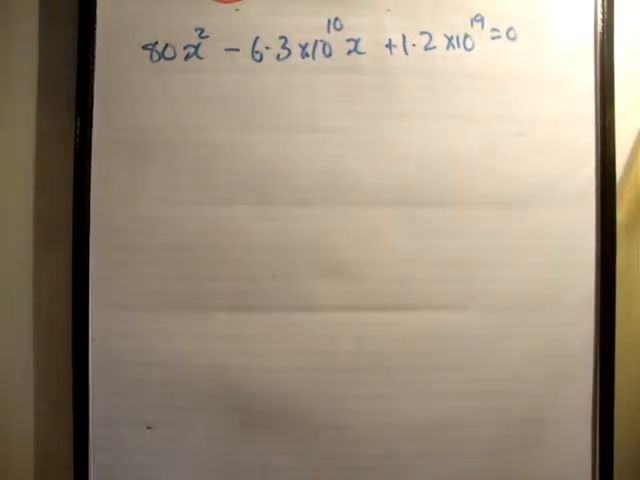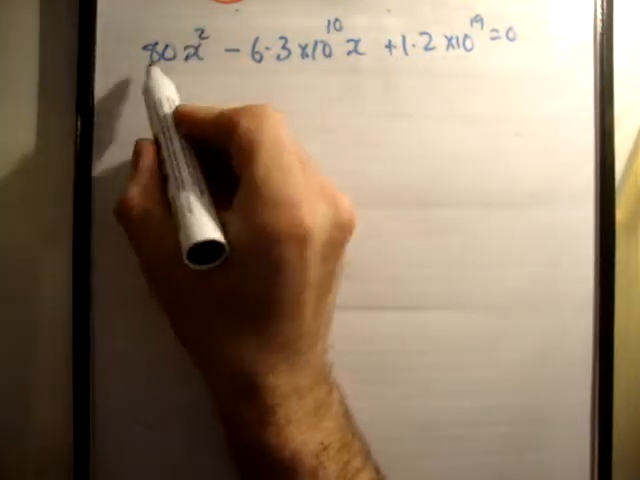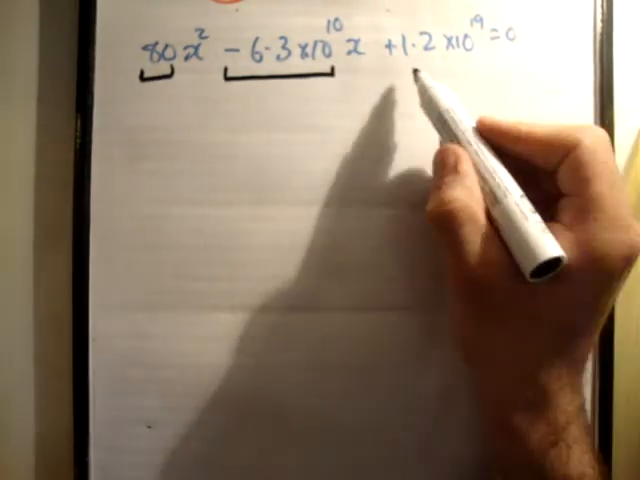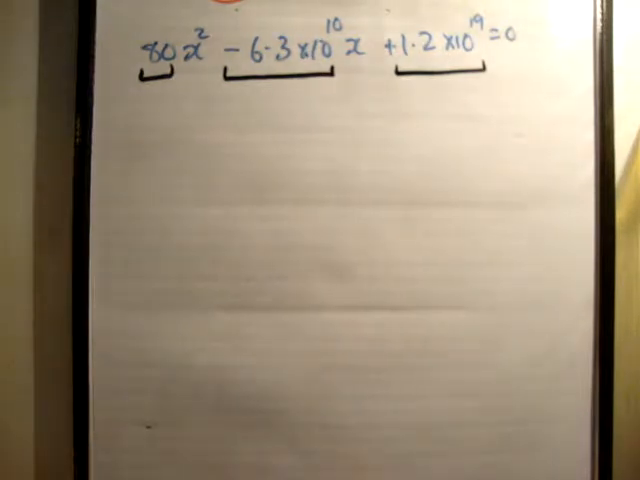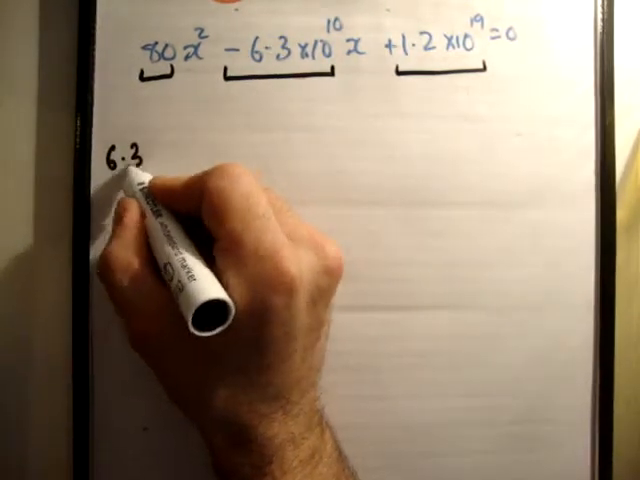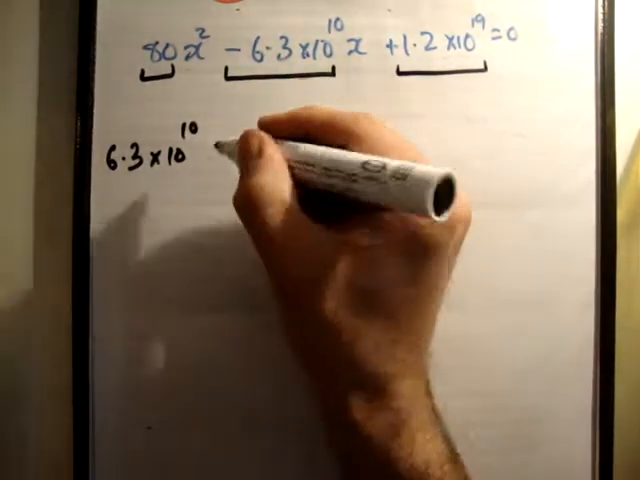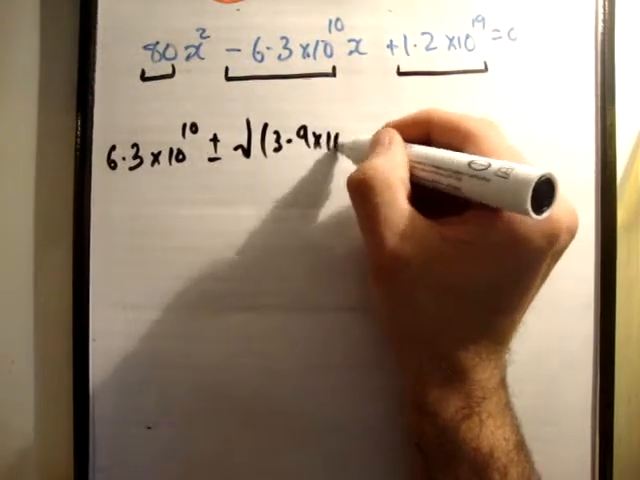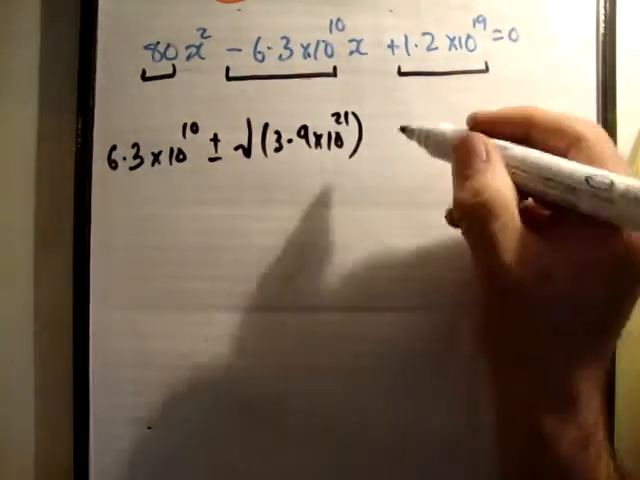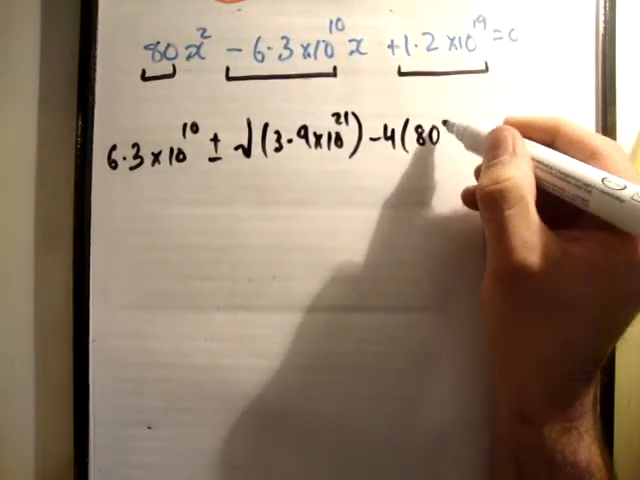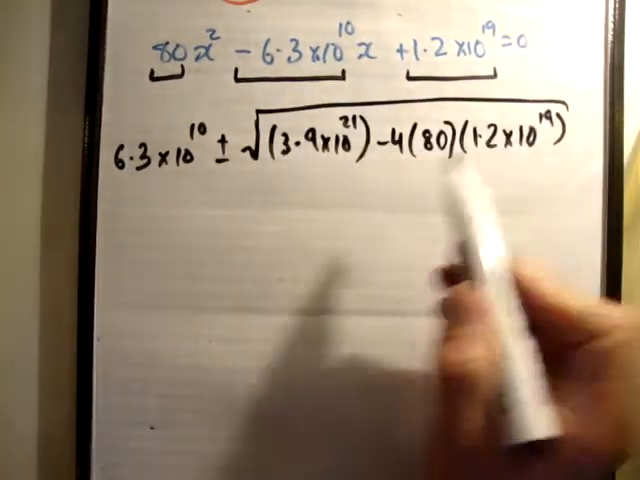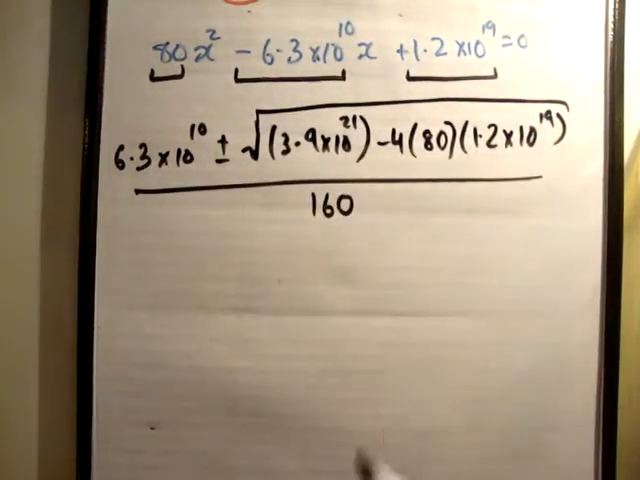So let's use the equation minus b plus or minus the square root of b squared minus 4ac over 2a, where a is equal to plus 80, b is equal to negative 6.3 times 10 to the 10, and c is equal to 1.2 times 10 to the 19. So we're going to get the following: 6.3 times 10 to the 10 on the outside, plus or minus the square root of 3.9 times 10 to the 21, our largest number so far, minus 4 times 80 times 1.2 times 10 to the 19. Close off my square root and divide the whole thing by 160.